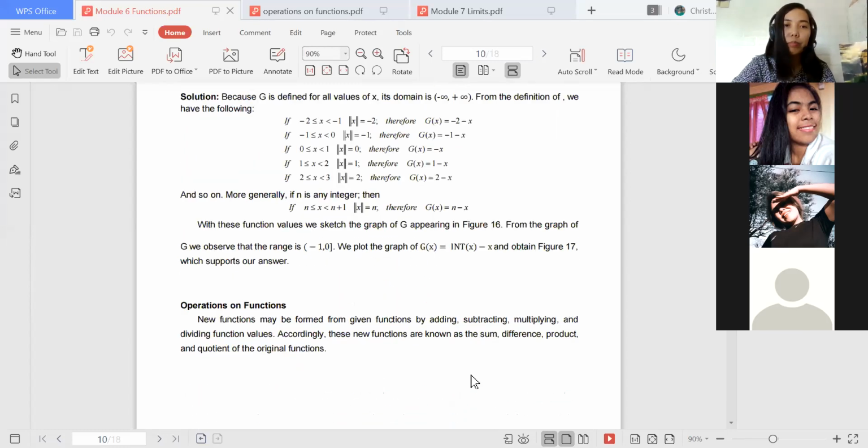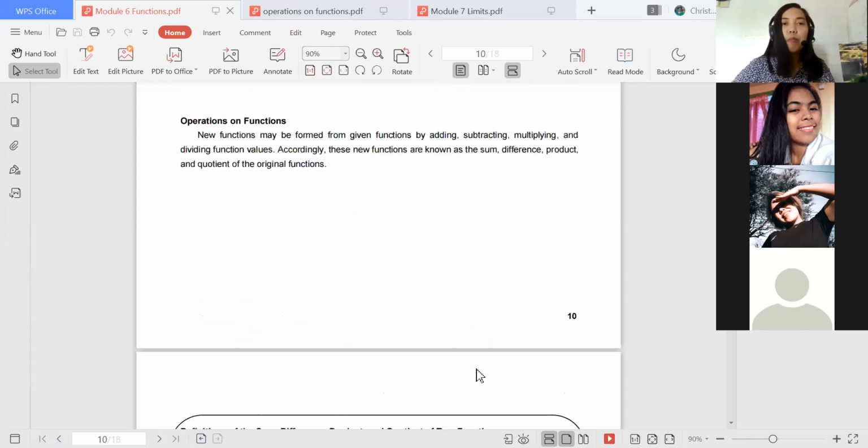Let's proceed to operations on functions. So new functions may be formed from given functions by adding, subtracting, multiplying, and dividing function values. Accordingly, these new functions are known as the sum, difference, product, and quotient of the original function. So for operations on functions, it's just the same on how we add, subtract, multiply, and divide expressions or polynomials. So the process is just the same. Okay, so we produce a new function when we perform operations.